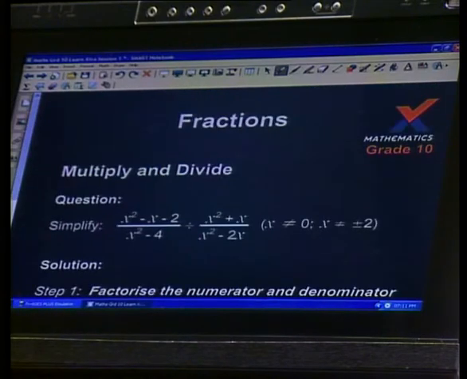What we're going to do after the break is we're going to move on to fractions. So stretch your legs, have a drink of water, and when we come back, fractions, where we're going to use expansion and factorization. See you shortly.